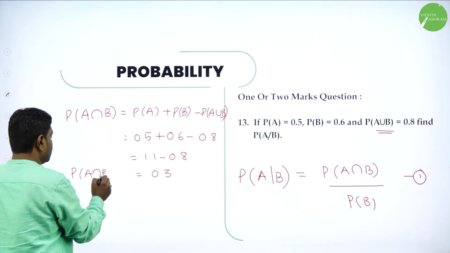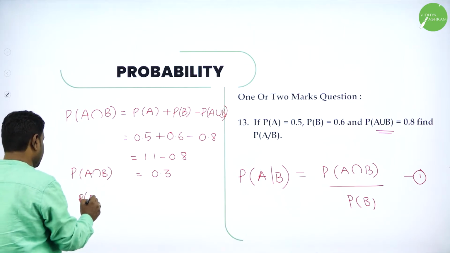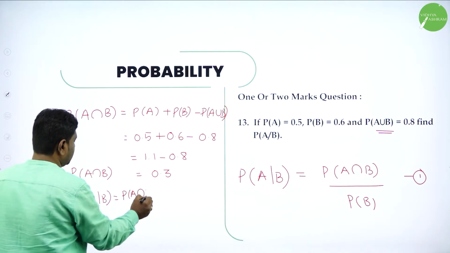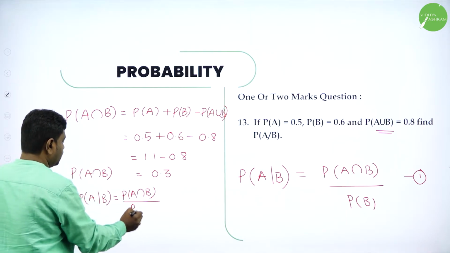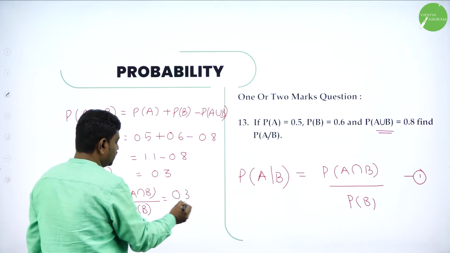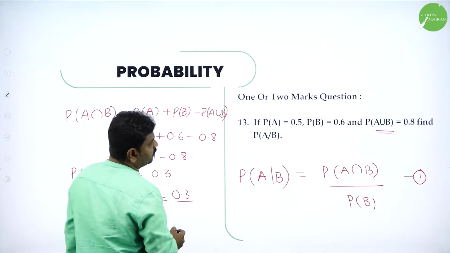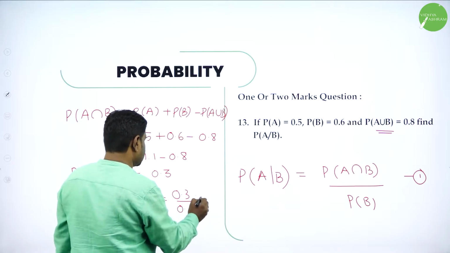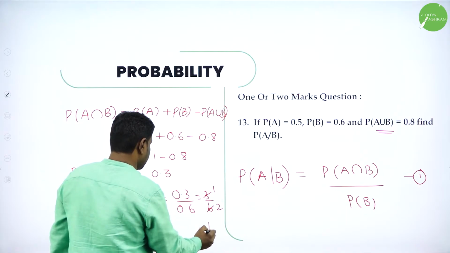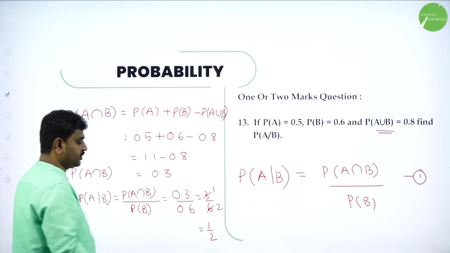Now you go to the formula of P of A by B. What is P of A by B? P of A by B is equal to P of A intersection B divided by P of B. So that is P of A intersection B, we got just now 0.3, divided by P of B. What is P of B? 0.6. Shift the points, it will become 3 by 6. 3 by 6 you divide, it will become 1 by 2. So answer is 1 by 2, or you can say 0.5.